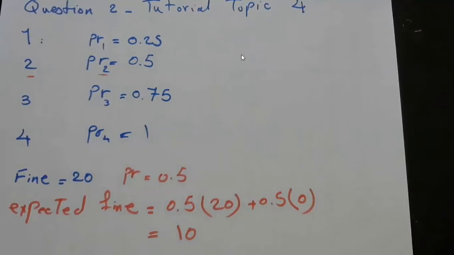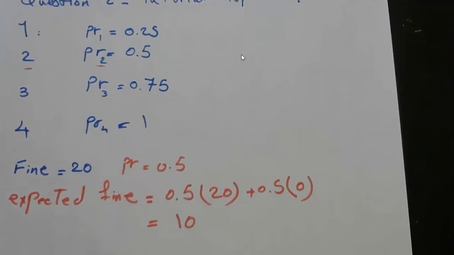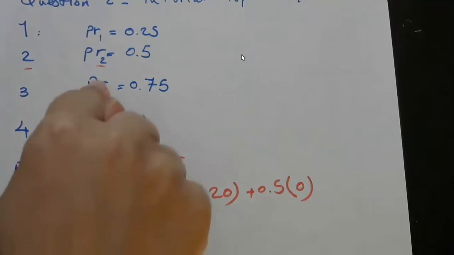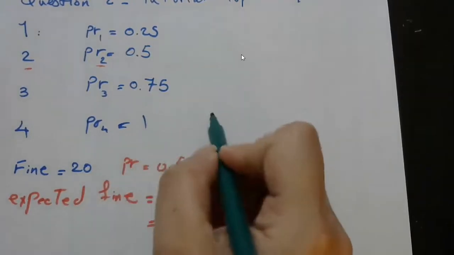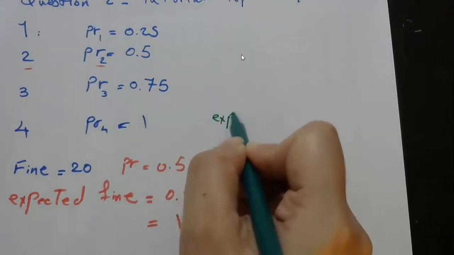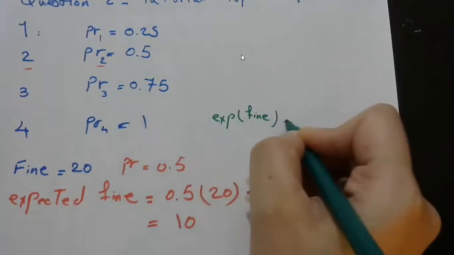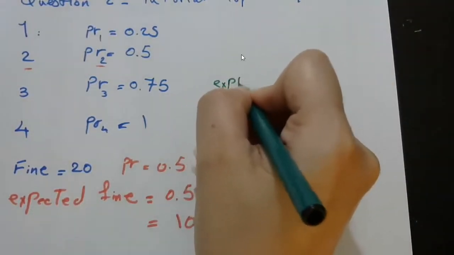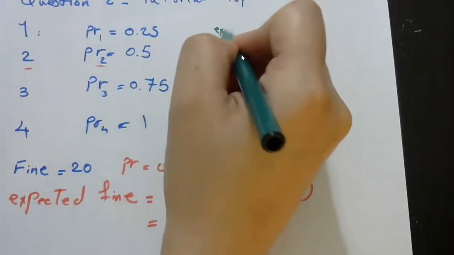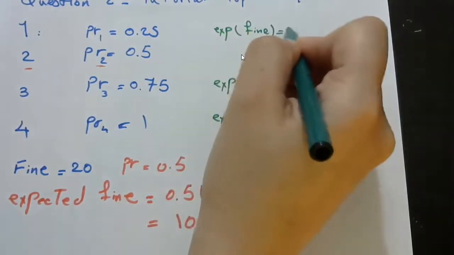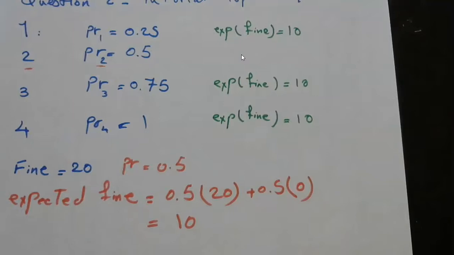Now, what is this giving to us? This is telling us that if we want to keep the same level of deterrence for other scenarios, we have to make sure that the expected fine is 10 units. So for all of these scenarios, we want to make sure that the expected fine is 10. The same here: expected fine is 10. The same here: expected fine is 10. So for all of them, the expected fine has to remain the same.